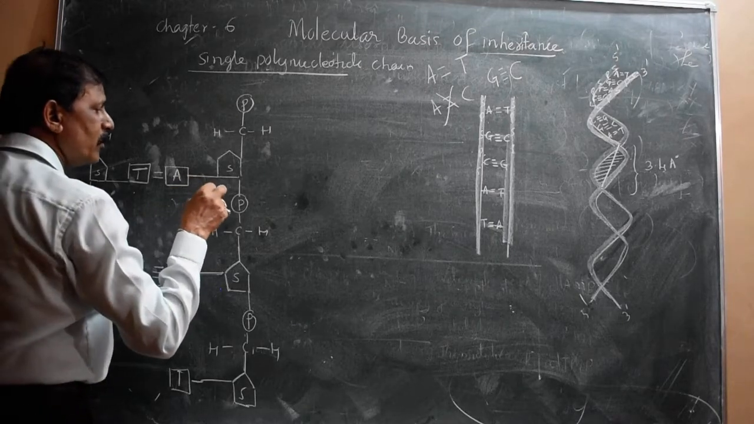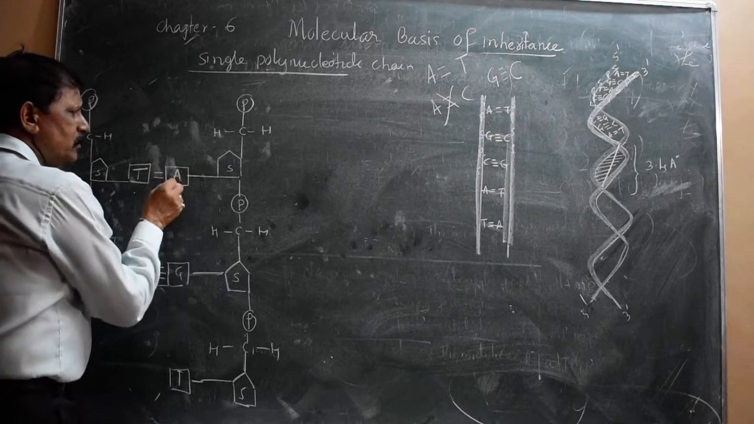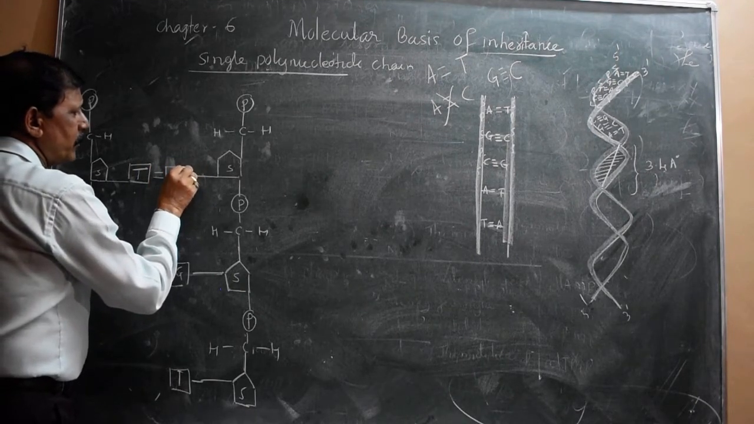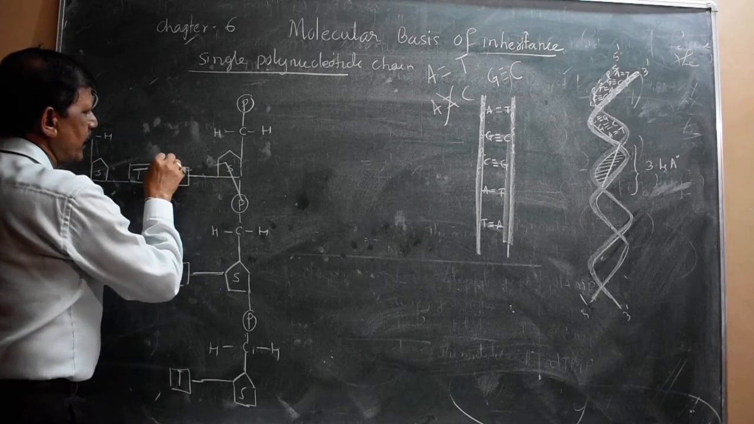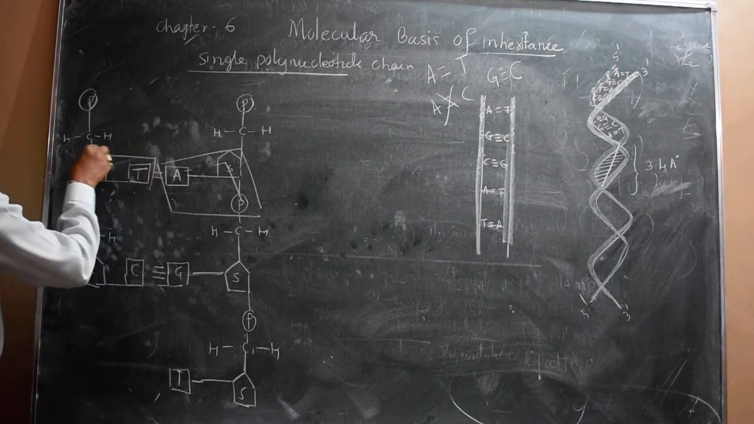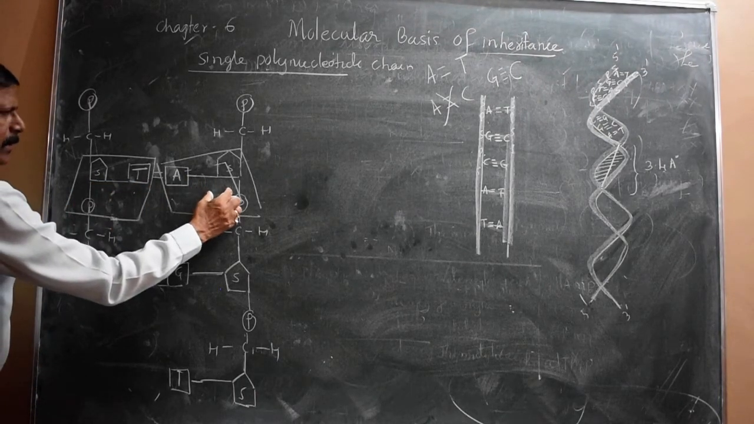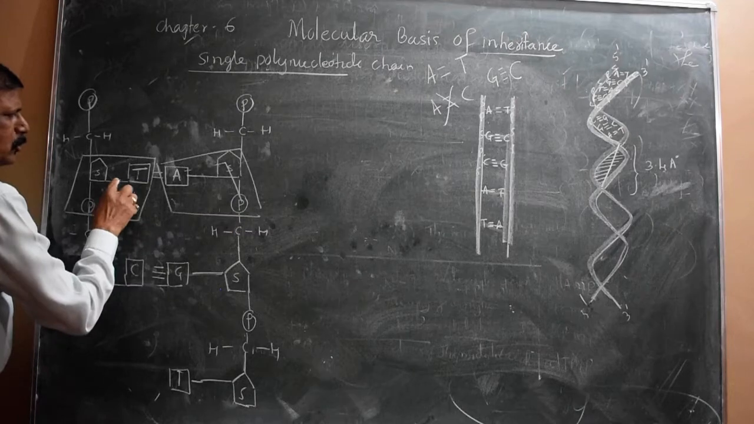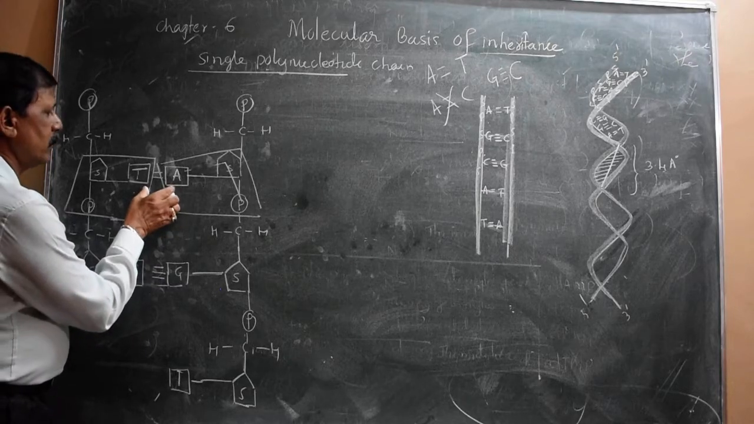Now look at the nucleotide. Say this is a nucleotide. A nucleotide is a nitrogen base, pentose sugar and phosphate. This is one nucleotide, and this is another nucleotide. The nitrogen base, pentose sugar, phosphate, and this nucleotide and this nucleotide pair with the hydrogen bond, and that results in the pairing.